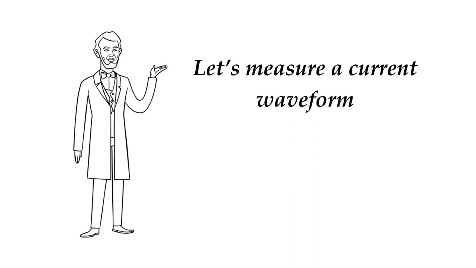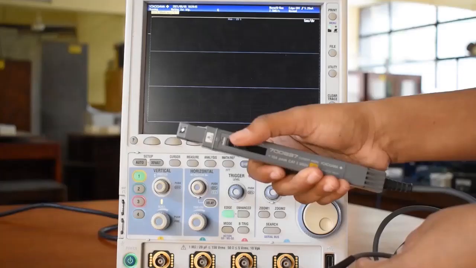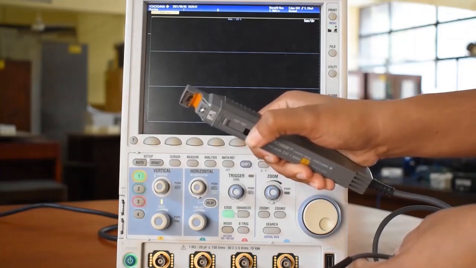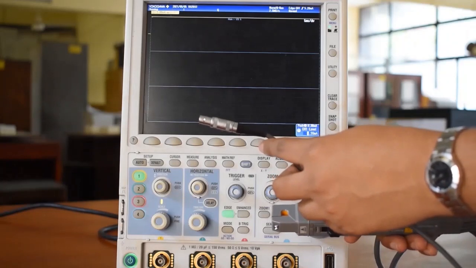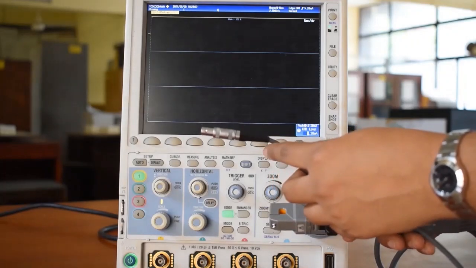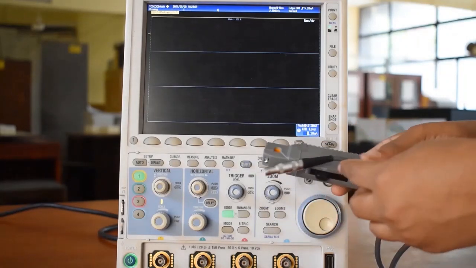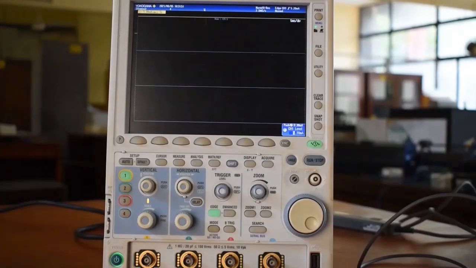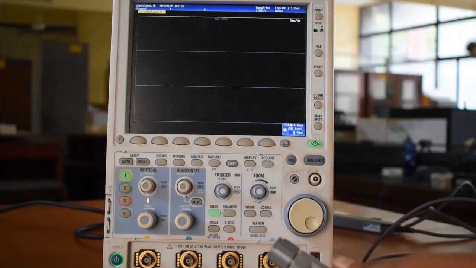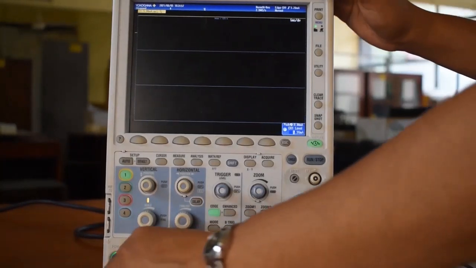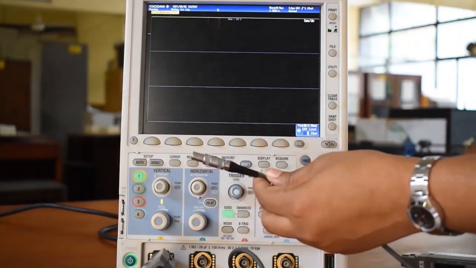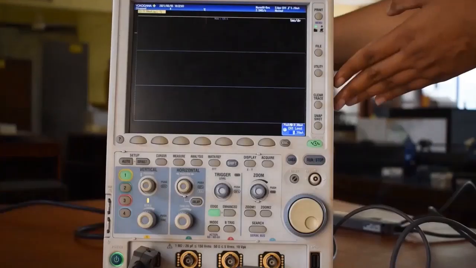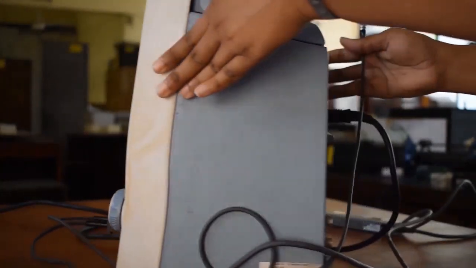Let's measure a current waveform. You are already aware of the current probe. Let's see how each part is connected to the oscilloscope. Here we are using a 4-channel oscilloscope. First, connect the BNC connector to one of the oscilloscope channels. Then, this power supply cable should be connected into the power supply ports on the rear side of the oscilloscope.